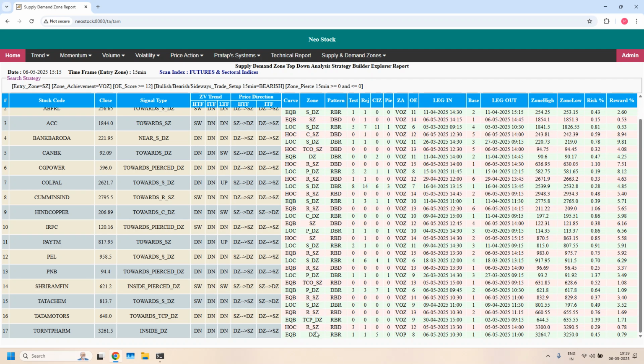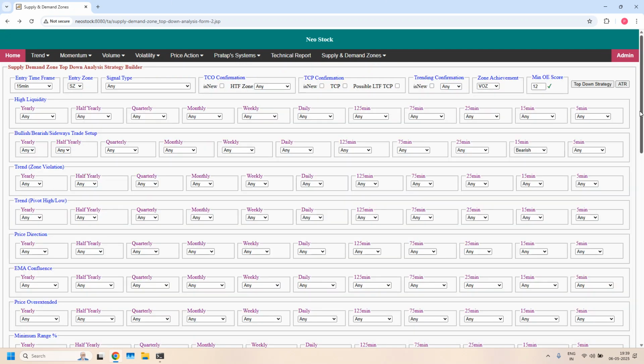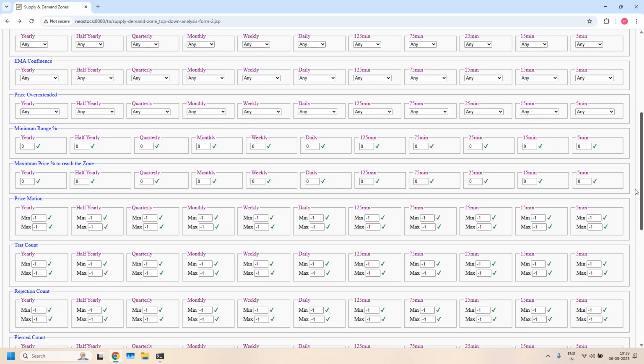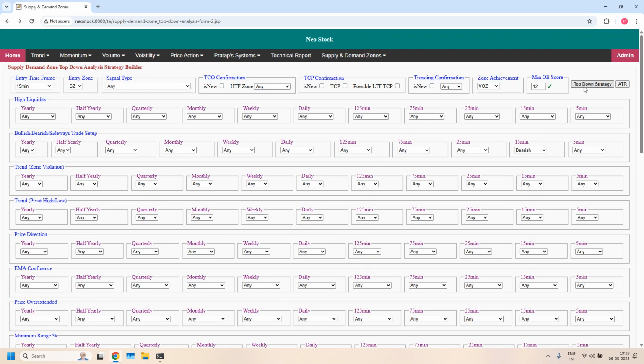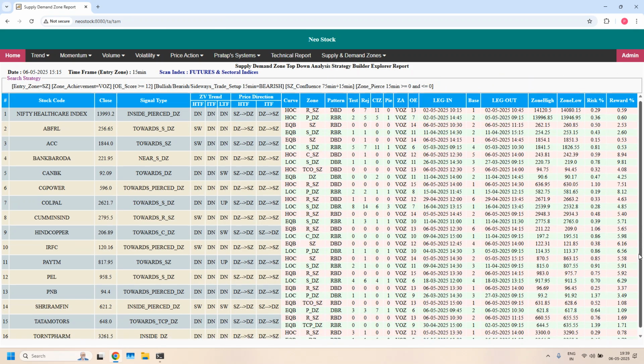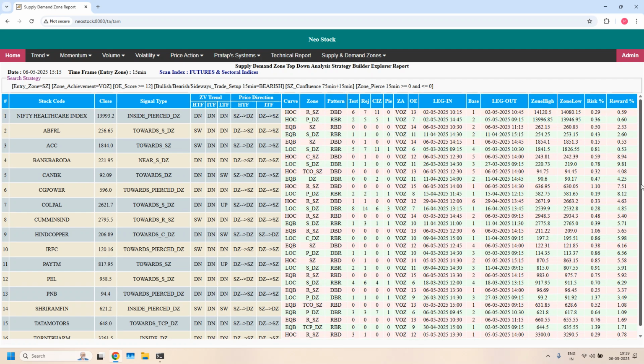Out of these 17, how many are having more high probability to get success? That we will filter based on zone confluence. First filter is LTF and ITF supply zone confluence. That is 15 minutes and 75 minutes supply zone confluence. We enable the filter. After applying the filter, out of 17 stocks, we got 16 stocks.